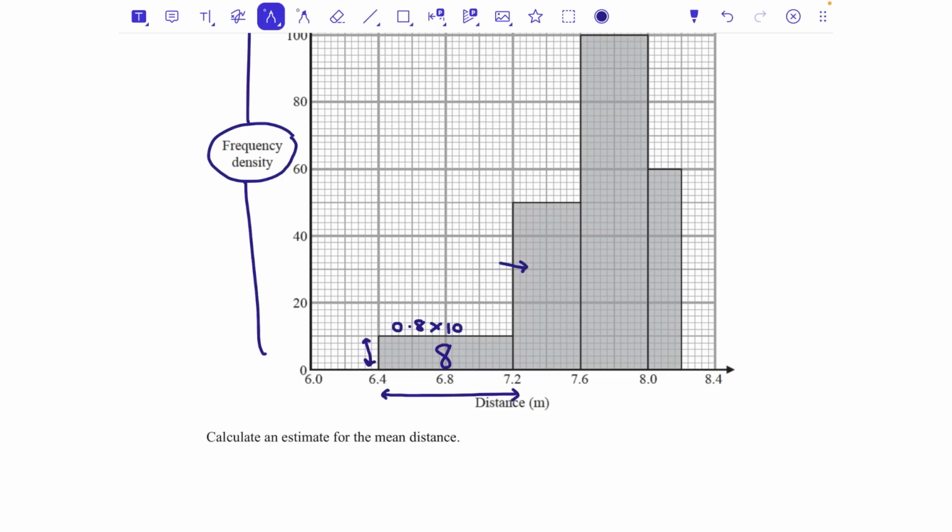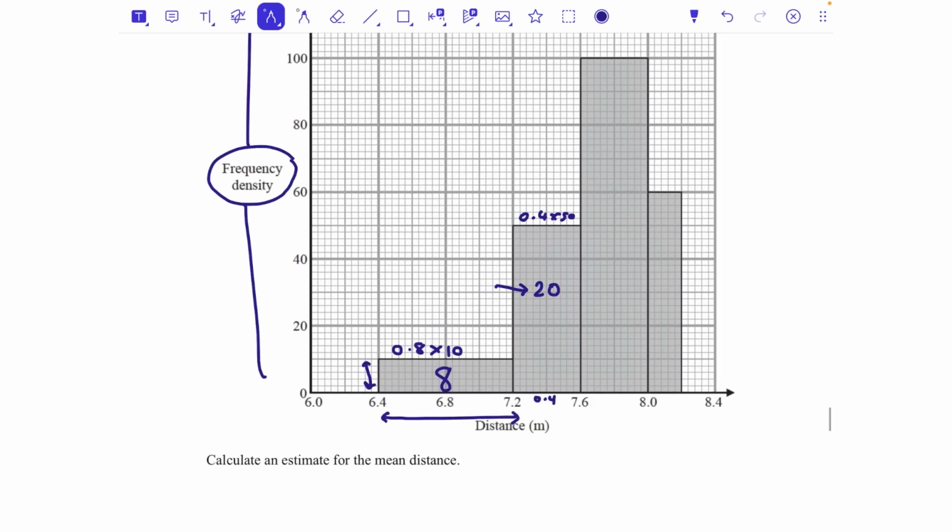For the next category, we've got 0.4 along the bottom, and the height is 50. 0.4 times by 50 is 20 people. For the next category, again, I've got 0.4 for the width, and the height, base times height for a rectangle, 0.4 times by 100, and that is 40 people. And last but not least, I've got a width of 0.2 and a height of 60. So I'm going to do 0.2 times by 60, and that is going to be 12. So now I know how many people are in each category.